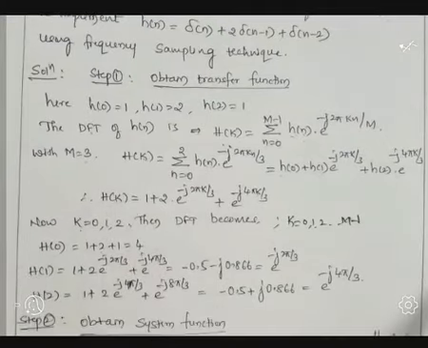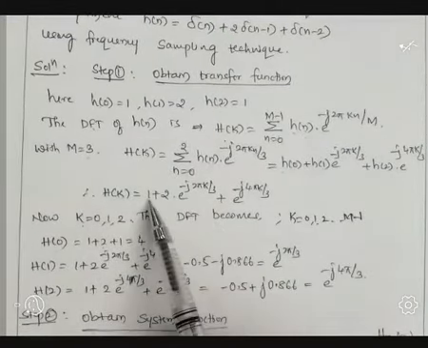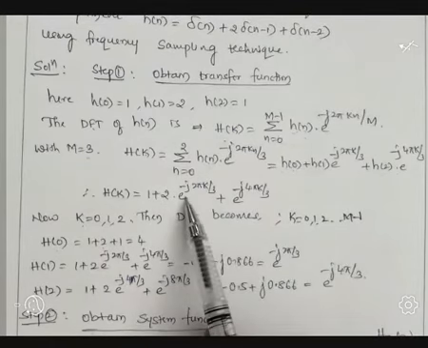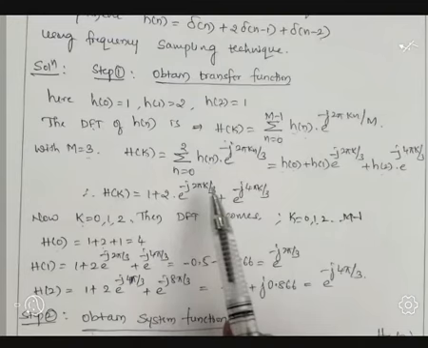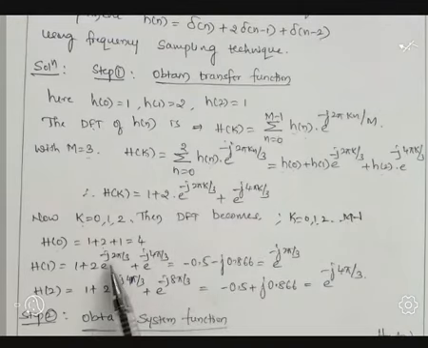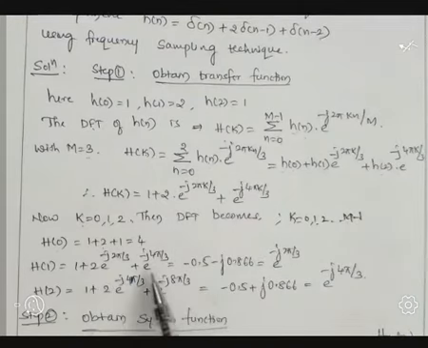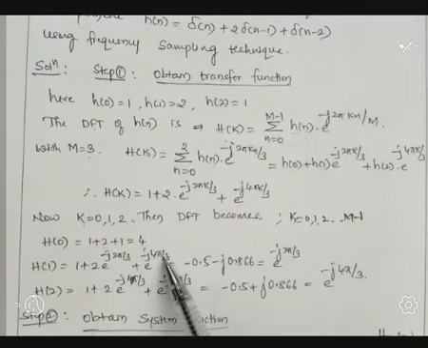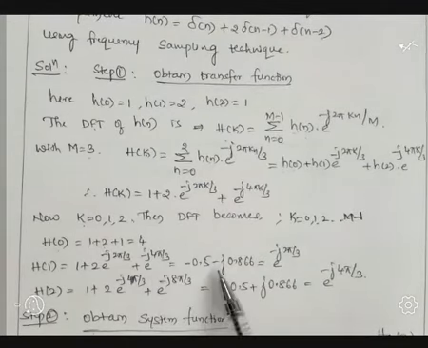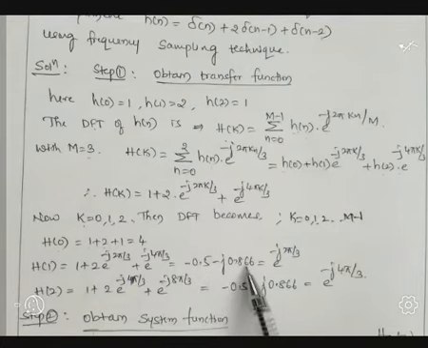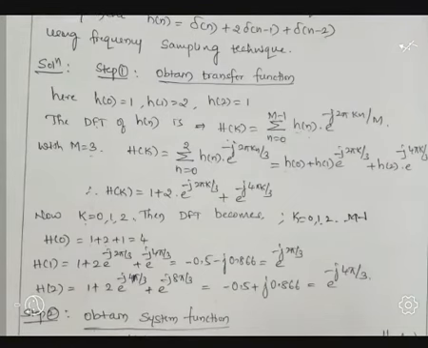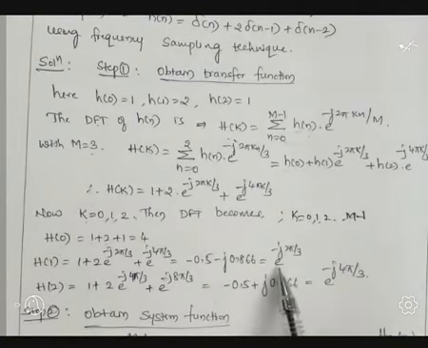Similarly, go for k equal to 1. This term is as it is, 1 plus 2, and wherever k is there, substitute 1: e to the power minus j 2 pi by 3, plus e to the power minus j 4 pi by 3. Simplifying, we get in the Cartesian form minus 0.5 minus j 0.866. If you are representing in the polar form, r e to the power j theta, that is e to the power minus j 2 pi by 3.